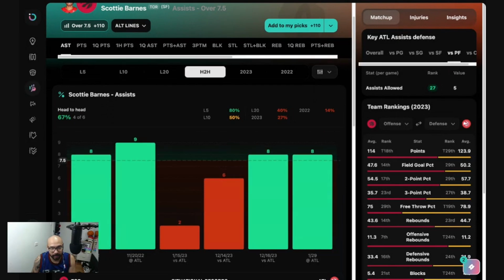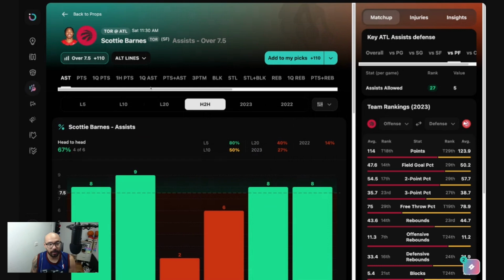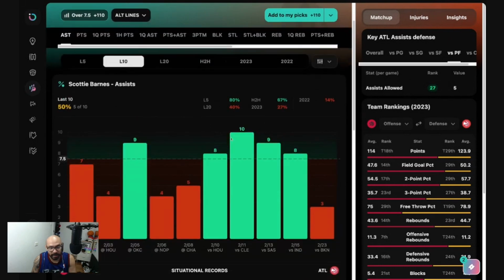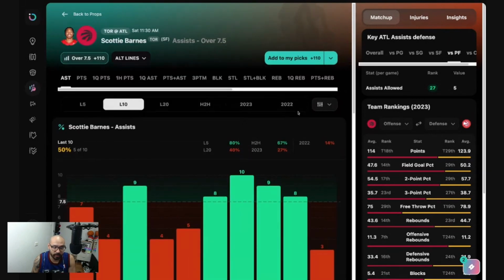Looking at head-to-head matchups, he's hit this in 4 out of his last 6 games against the Atlanta Hawks. We can see that he's played them 3 times this season. He had 6, and then in his last 2, he's had 8 assists both times. So Scotty Barnes to go over his assist prop, I don't mind that. So let's just double check. We've ticked it all off. The matchup is good. His form against the Hawks more recently has been good. Looking at his last 10 games, he's hit this in 4 out of his last 5.